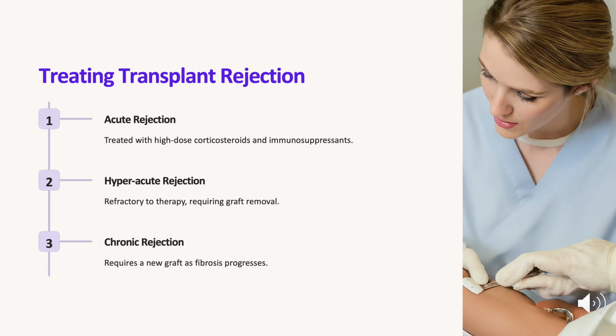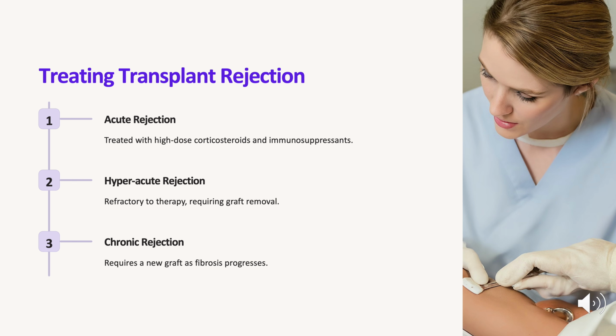Managing transplant rejection is crucial for the long-term success of the graft. Here are the treatment strategies for different types of rejection. 1. Acute rejection. This is typically treated with high-dose corticosteroids and immunosuppressants to suppress the immune response and prevent further damage to the graft.